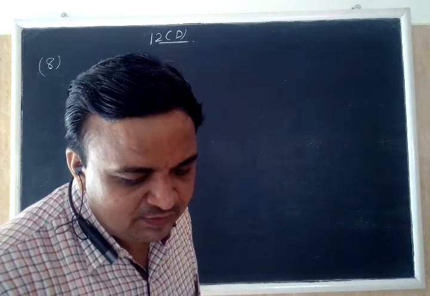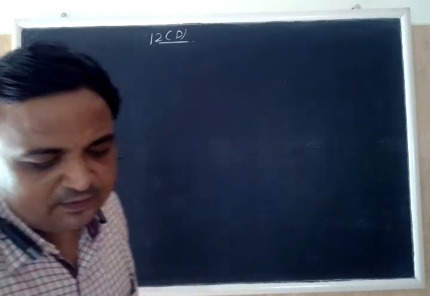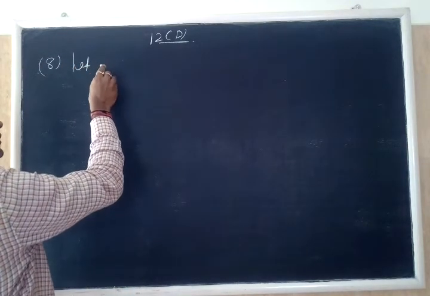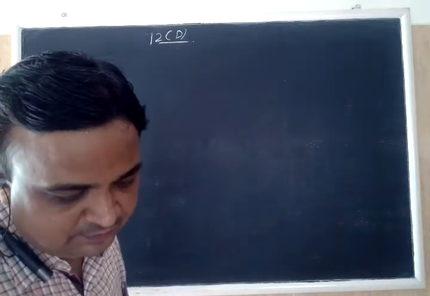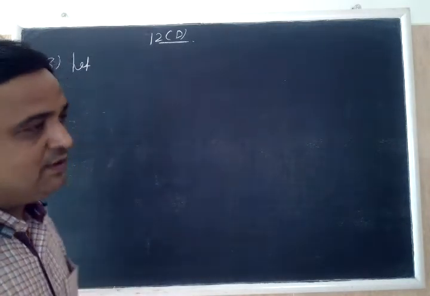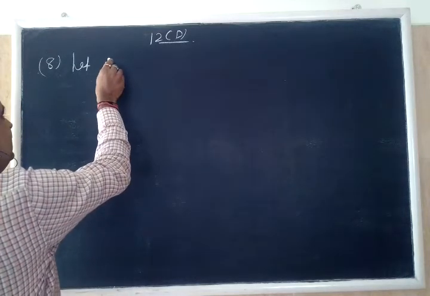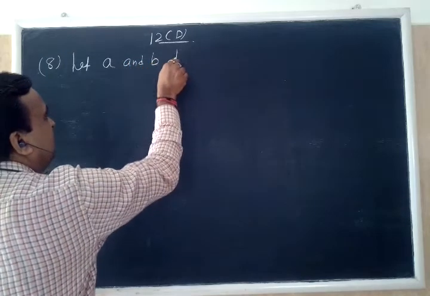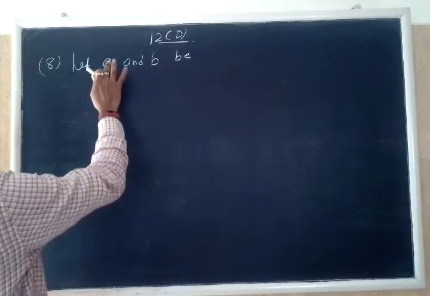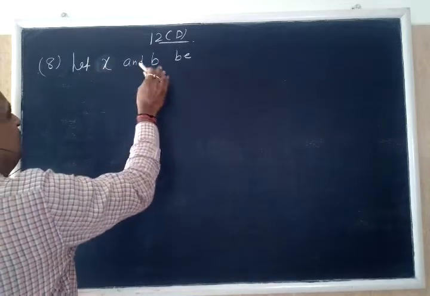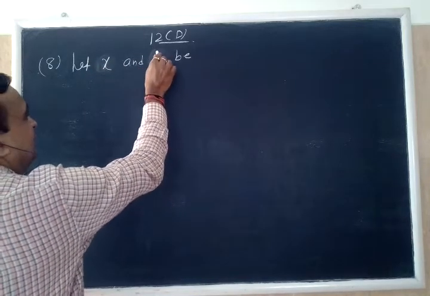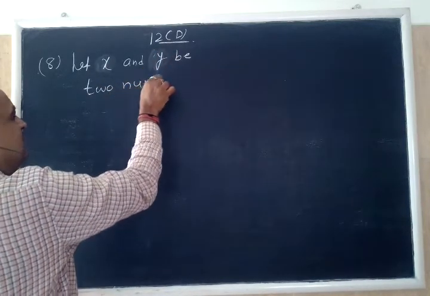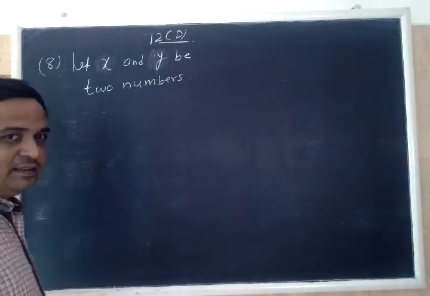The sum of two numbers is 18, if one is twice the other. So let A and B be two numbers, or you can take let X and Y be two numbers.